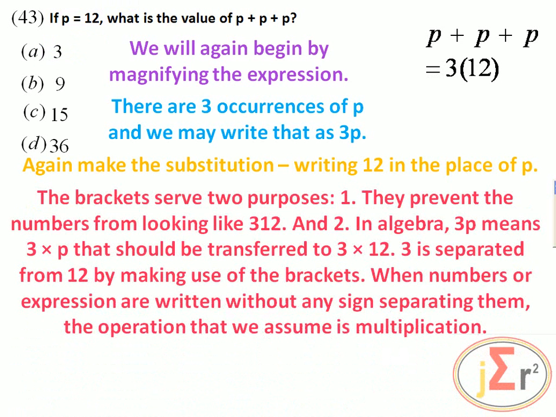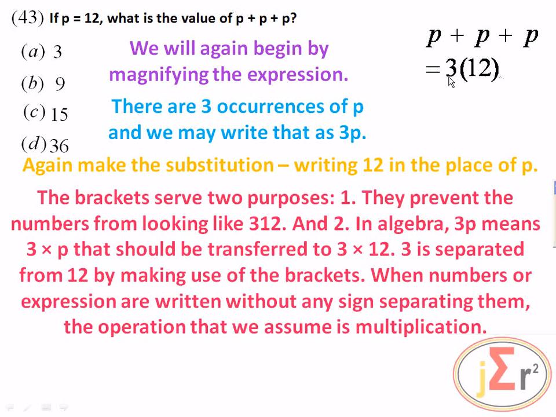The brackets serve two purposes. One, they prevent the numbers from looking like 312. If the brackets were not there, then it would look like 312. And two, in algebra, 3p means 3 times p. That should be transferred to 3 times 12. 3 is separated from 12 by making use of brackets. When numbers or expressions are written without any sign separating them, the operation that we assume is multiplication. So we have the 3 and we have the brackets which enclose the number 12.